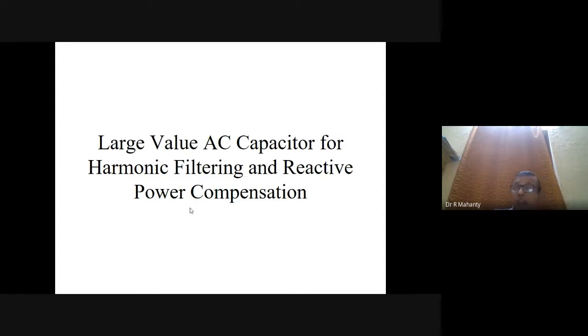Now let us see, can we obtain a large value of AC capacitor from DC capacitors? Because DC capacitors, like electrolytic capacitors, are available in large values. Although the electrolytic capacitor has substantially large equivalent series resistance, these capacitors are very cheap, and are available in large values like 2000 microfarad, 3000 microfarad, 4000 microfarad, at supply voltages and above. So let us see if it is possible to obtain a large value of AC capacitor from the DC capacitors.